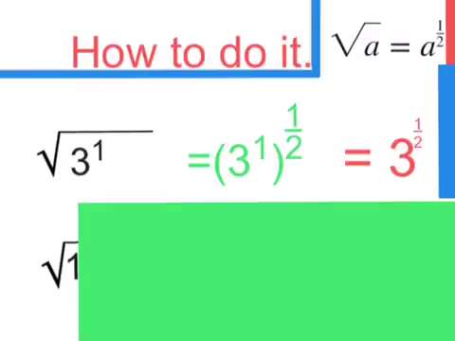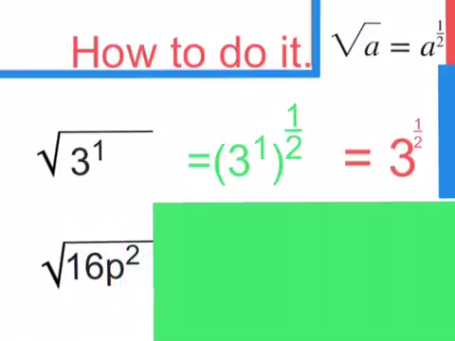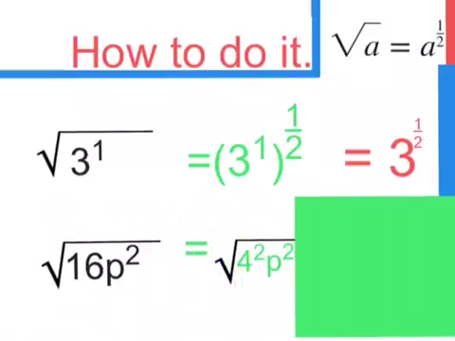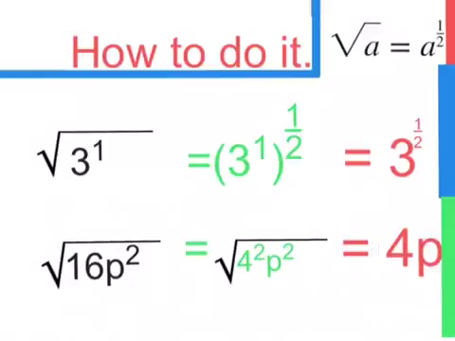Let's look at the next example. Square root of 16 times p squared. What I did is change the 16 into 4 squared, and I didn't do anything to the p yet. Since half of 2 is 1, it should come out as 4p, as half of 2 is 1. So then you just take it out.